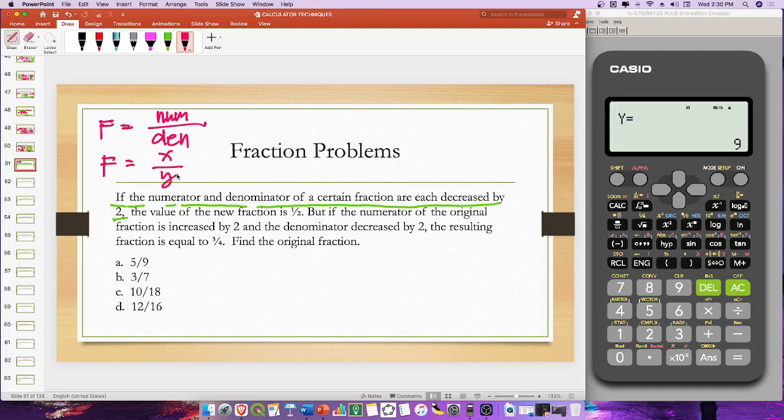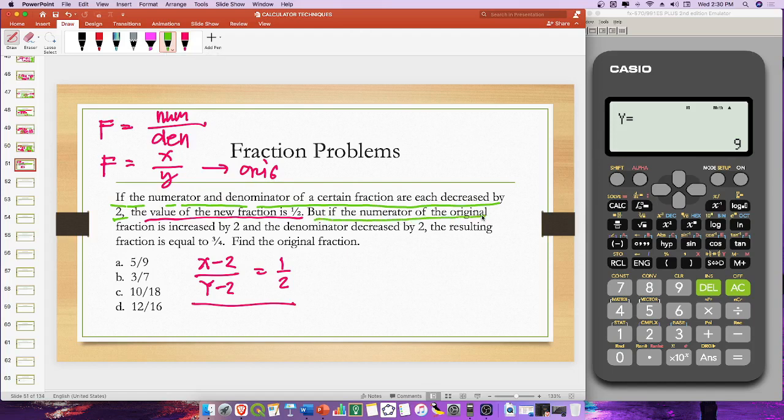Now, if both the numerator and denominator are decreased by 2, you can write that as x minus 2 all over y minus 2. That is equal to 1/2. The value of the new fraction is equal to 1/2. So take note, this is the original fraction and this is my new fraction. Okay. All right. So next statement.